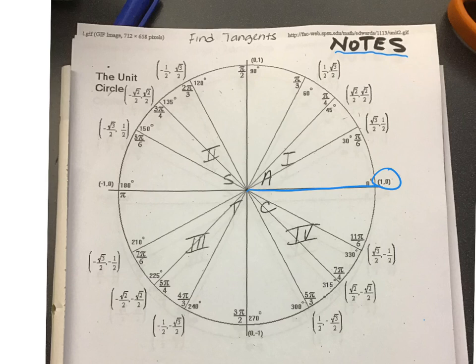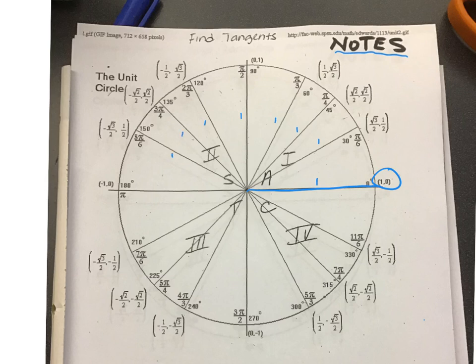(0, 1). How far over do I go to get to 1? What's the x of that point? When I plot a point, do I go left or right? 1. Yeah. So what's the radius of that circle? 1. That means that every single one of these lines measures 1.